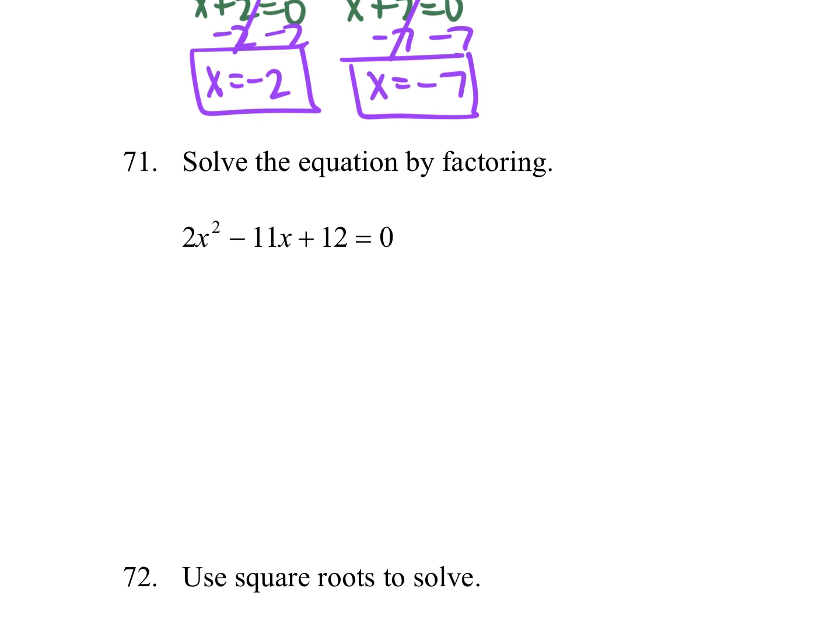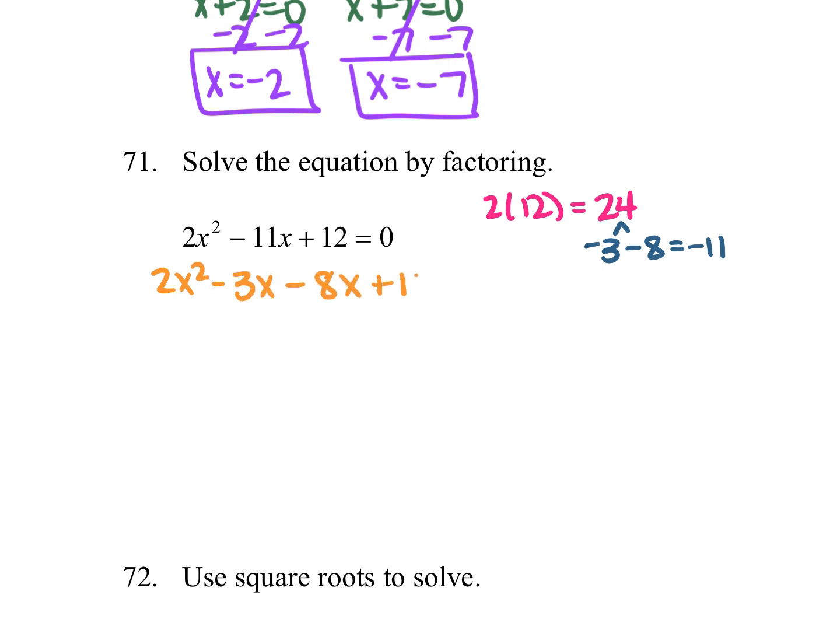For number 71, you have 2x squared minus 11x plus 12 is equal to 0. No greatest common factor, so we're going to multiply 2 times 12. That gives us 24. Your factors of 24 that add to be negative 11, you have negative 3 and negative 8 that add up to be negative 11. So we're going to rewrite this as 2x squared minus 3x minus 8x plus 12 is equal to 0.